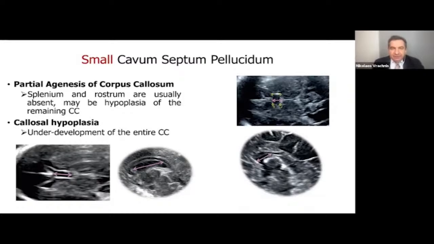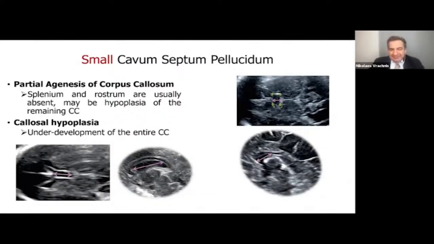the size of the cavum septum pellucidum, but as there are charts, we can measure it and put it on charts depending on the gestational week, and then we can speak about the agenesis, the small cavum septum pellucidum, which in most cases hides a partial agenesis of the corpus callosum, or a callosal hypoplasia, which is an underdevelopment not of a part of the corpus callosum, but the full corpus callosum.